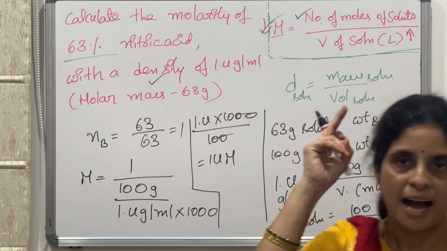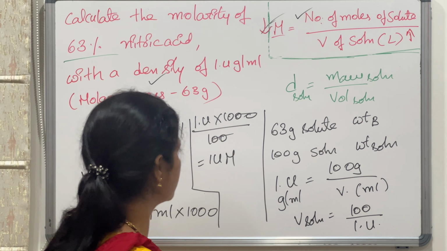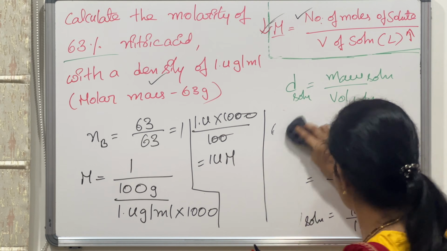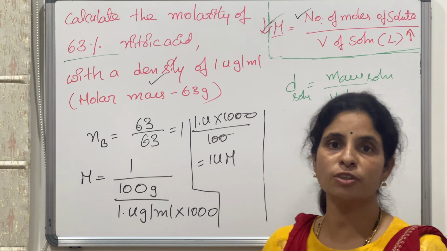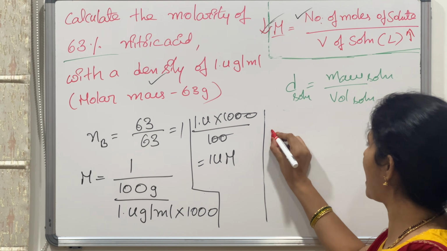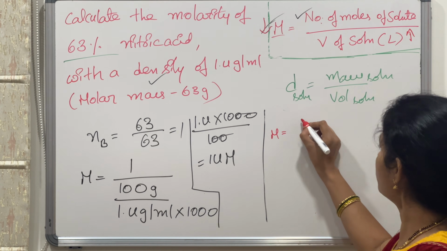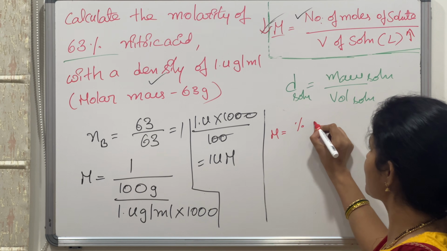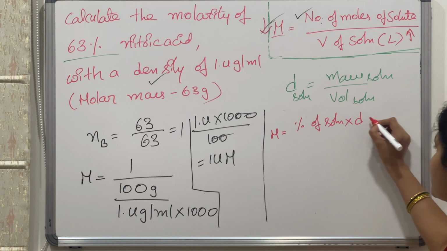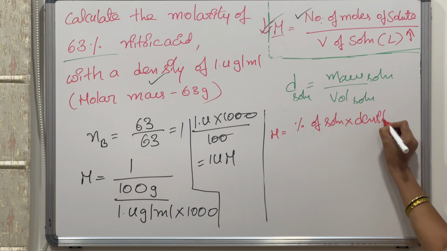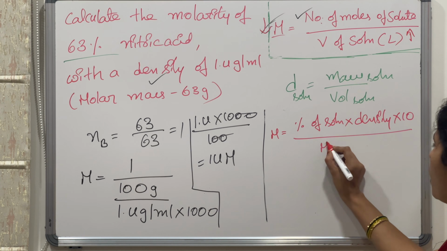But in an exam, you don't want to use these 4 steps. So here I have a shortcut formula. Within 5 seconds, you will solve this problem. This is the general procedure I have explained to you step by step. But now the shortcut formula: when the density is given, molarity is percentage of solution into density multiplied by 10 divided by molar mass.